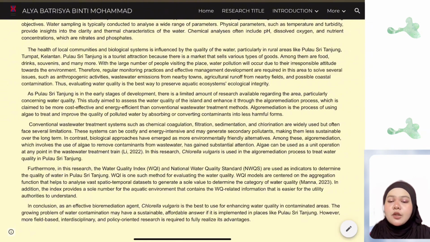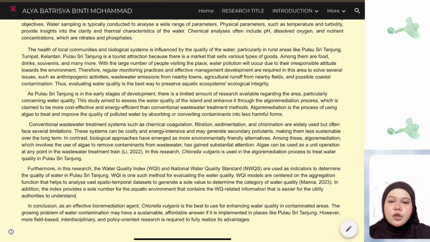As Pulau Seri Tanjung is in the early stages of development, there is a limited amount of research available regarding the area. This study aimed to assess the water quality of the island and enhance it through the algoremediation process, which is claimed to be more cost-effective and energy efficient than conventional wastewater treatment methods. Algoremediation is the process of using algae to treat and improve the quality of polluted water by absorbing or converting contaminants into less harmful forms.